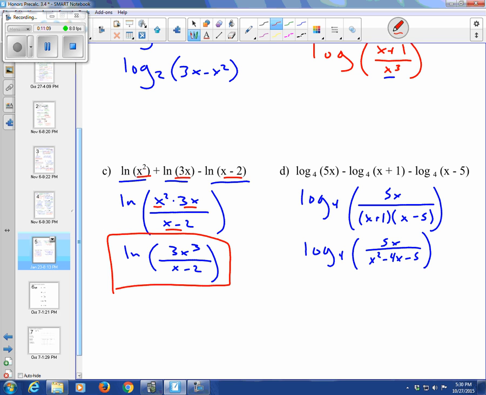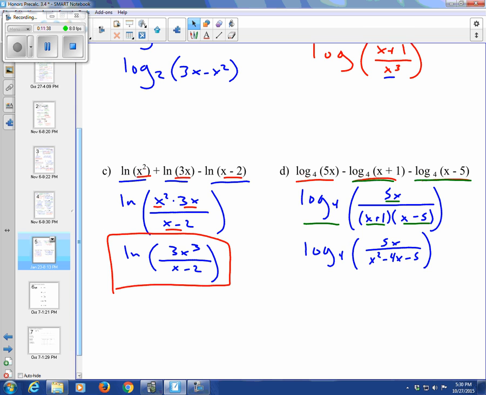Okay, so in this last expression, we've got a positive log base 4 and two negative log base 4s, right? So this 5x, when we condense into 1 log base 4, will be multiplied in the numerator, and our x plus 1 and our x minus 5 will be multiplied in the denominator since they are inside negative logarithms. And when we simplify this, we get log base 4 of 5x divided by x squared minus 4x minus 5.